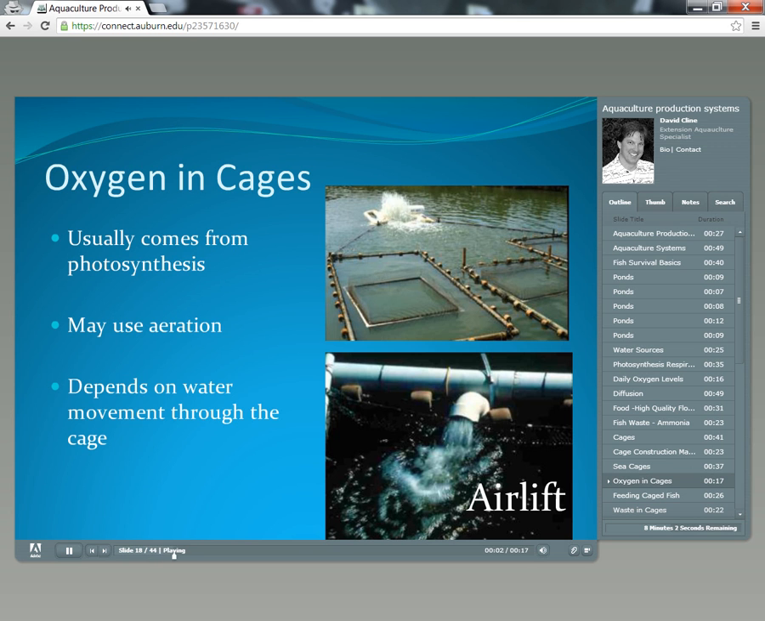Oxygen for the fish in cages comes mostly from photosynthesis, but it can be supplemented by aeration. Cages are not typically aerated, but depend on the movement of water through the cage and through the mesh to bring in fresh oxygenated water.